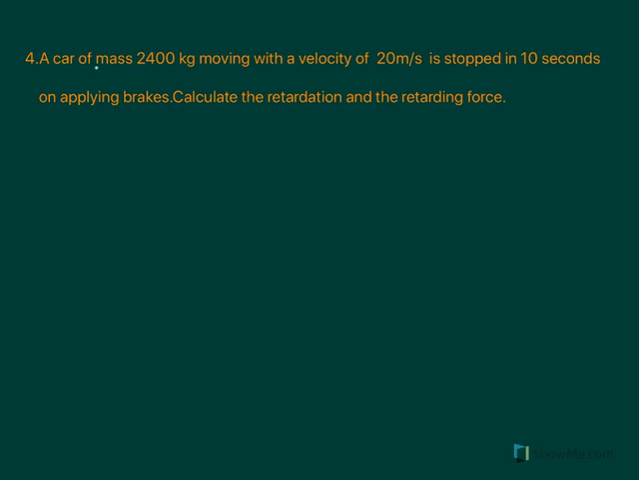A car of mass 2400 kgs, so this is m, moving with a velocity of 20 meter per second, so this is u, is stopped, which means the v is 0. It has come to rest in 10 seconds, so this is time, on applying brakes. Calculate the retardation and the retarding force. Retardation means we've got to calculate A, and the retarding force means we have to calculate F.